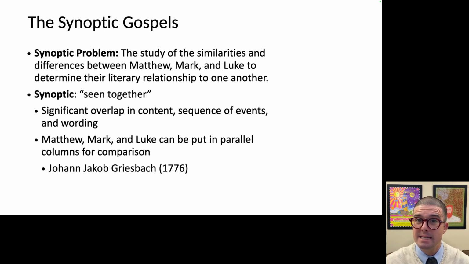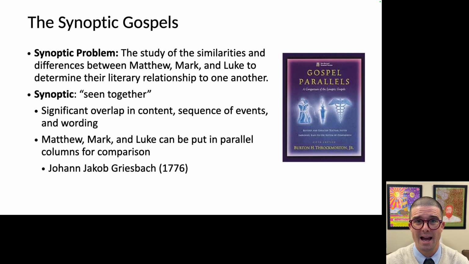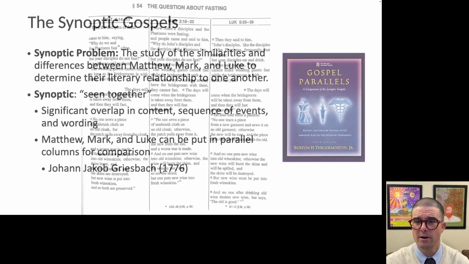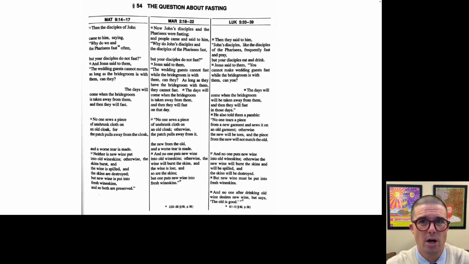It's been done many times since then, and there are various gospel parallels that are available today in different languages, including Koine Greek of the New Testament and in English, like Burton Throckmorton's, which is the one that I tend to use and looks like this. You can see here that the Gospels are put into three columns. Mark is what's called the center term or the base term, the one to which the other two are primarily compared. Matthew is to the left and Luke is to the right.